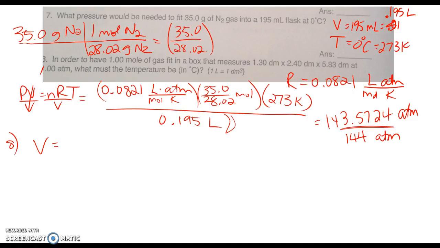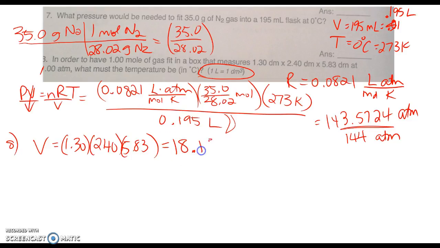And what we do know, and he told us, oops, 1 liter. Oh, okay, he gave us a nice conversion there. Because I usually say 1 milliliter equals 1 centimeter cubed, but we can use decimeters, that's nice. So our volume is 1.30, 2.40, 5.83. Length times width times height, right? 1.3 times 2.4 times 5.83. Now I'm going to carry all the decimals.